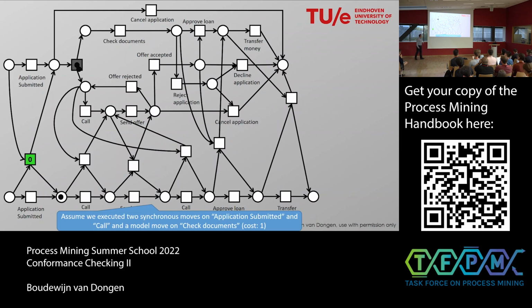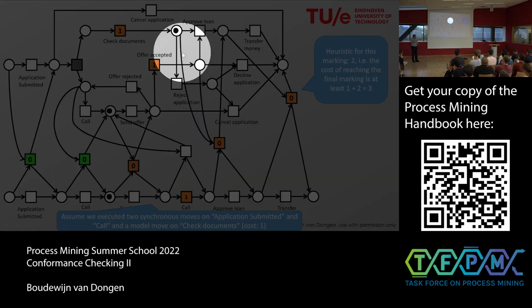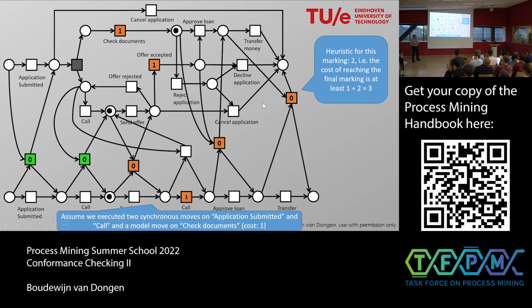Same here. Suppose we executed part of this model again. We now have this state after check documents and after call. And now we get an estimate from the marking equation. And it will tell us, well, in order to reach the final state, you will have to execute offer accepted, call, so you get a final marking of at least 3.